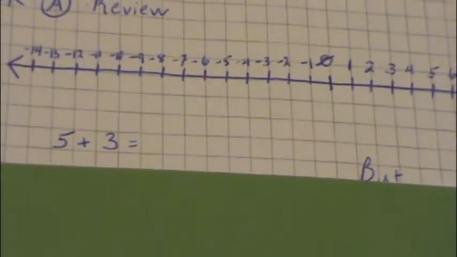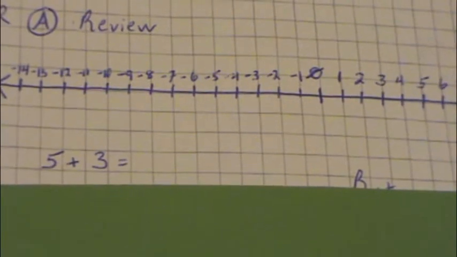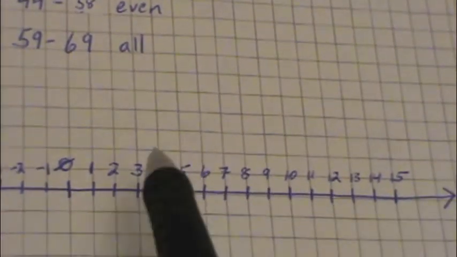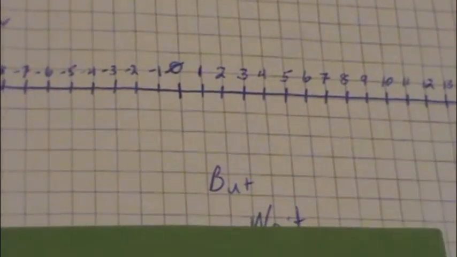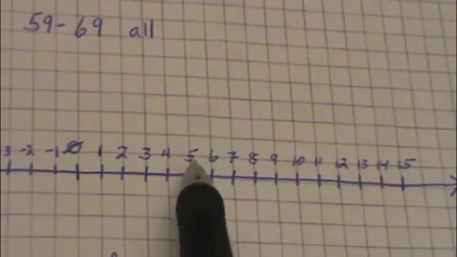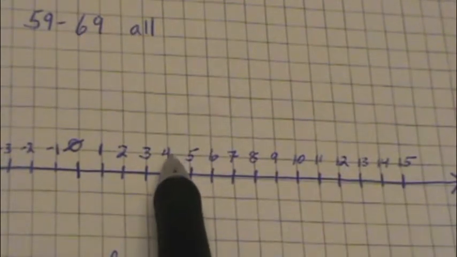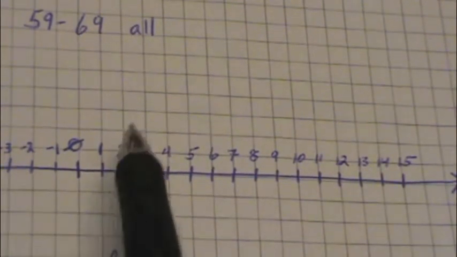For example, 5 plus 3. Oh, piece of cake. Start at 5, go over 3. 1, 2, 3. Your answer's 8. Yay! Okay, 5 plus -3. Start at 5. We're going the other way 3. 1, 2, 3. The answer's 2.